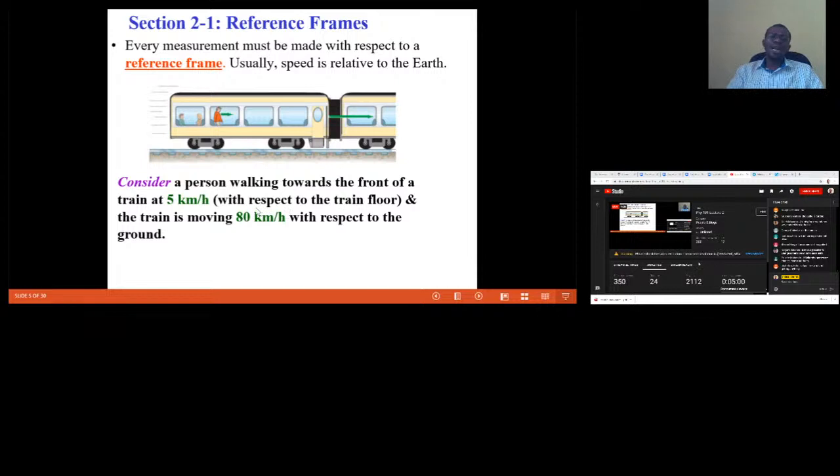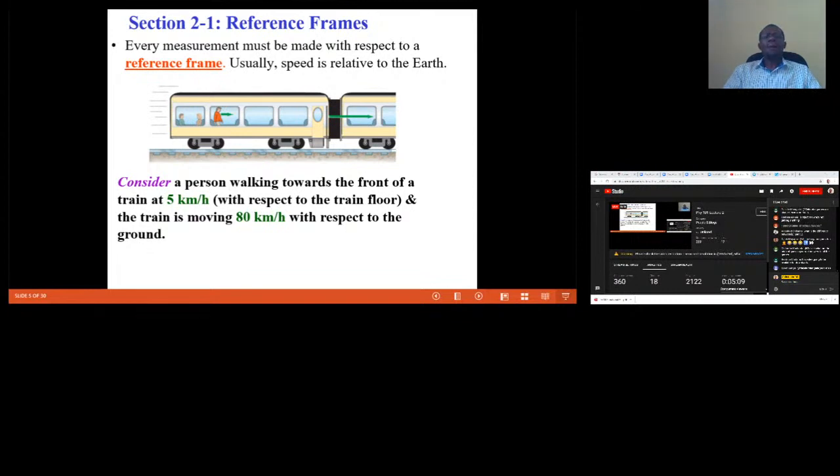Now, in physics, we don't just say 80 kilometers per hour. It must be with respect to some frame of reference. Someone who is standing by the rail station, not inside the train, is the one who is going to measure this 80 kilometers per hour. So we say that the train is moving at 80 kilometers per hour with reference to the ground. What it means is that someone who is standing on the ground, in the earth frame of reference, is going to observe that 80 kilometers per hour.